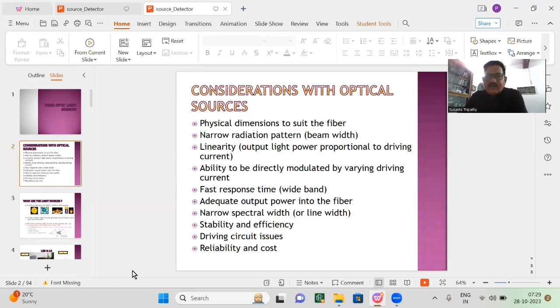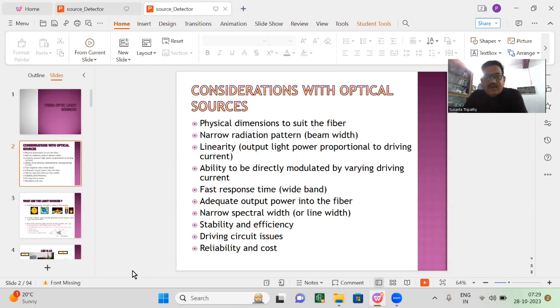Besides the narrow radiation pattern, another requirement for a fiber optic source is the narrow spectral width. By narrow spectral width, we mean that the number of wavelengths contained in the source should be as small as possible, so that when the signal travels along the length of the fiber, it should not disperse much, because as you know, the dispersion of the signal is basically decided by the wavelength. So to avoid the spreading of the signal in the optical fiber, we should also see that the number of wavelengths contained in the emission of the source should be as small as possible.